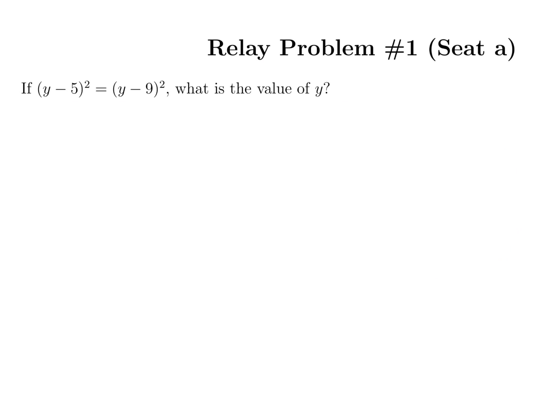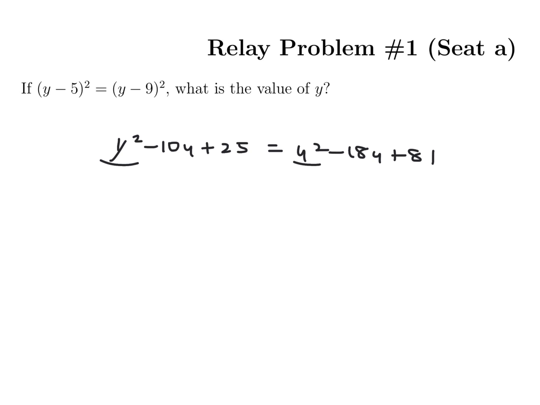If (y − 5)² is equal to (y − 9)², what is the value of y? Let's expand these, and when you do, you get y² − 10y + 25 on that side, and on the other side, you'll get y² − 18y + 81.